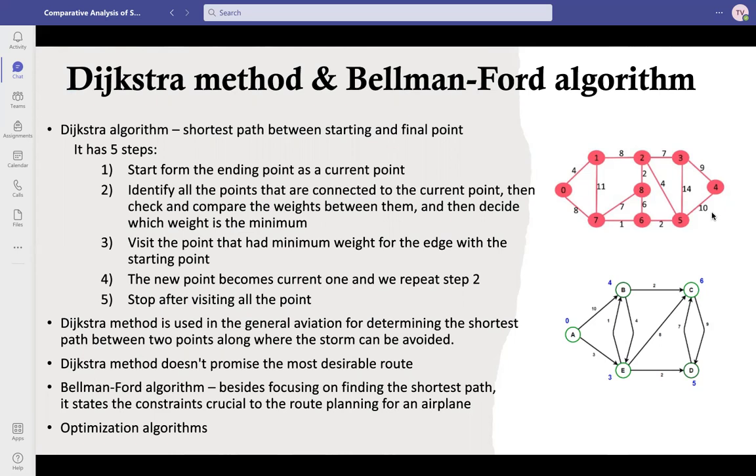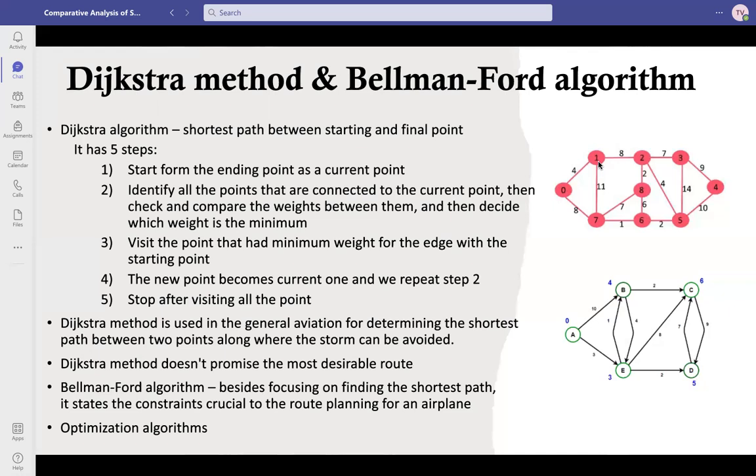Let's start from 0. The second step is we determine the adjacent nodes to that one, which are 1 and 7. Then we compare the weights of the edges, which are 4 and 8. After that, we choose the minimum edge weight, which in this case is 4. So the next step is we go to point 1. From there comes the third step: we visit point 1. And then the fourth step just covers everything we did before.